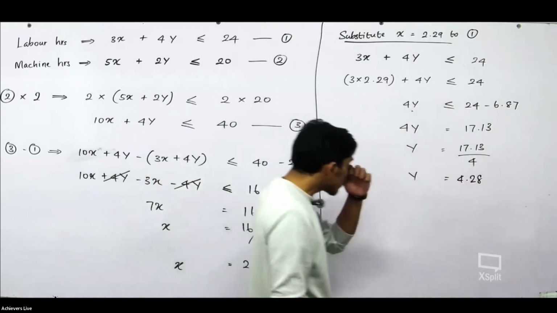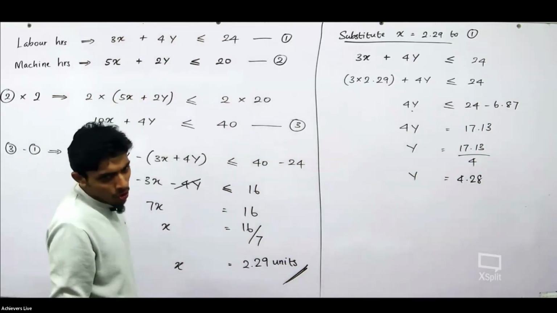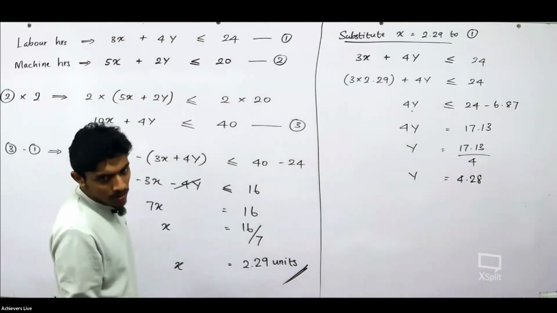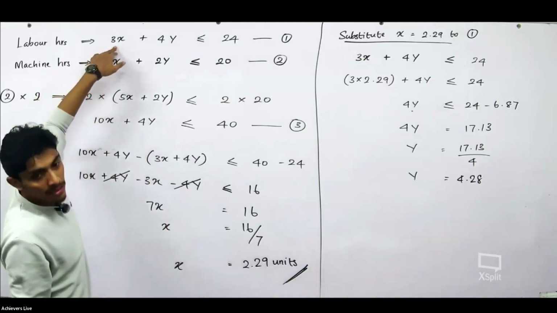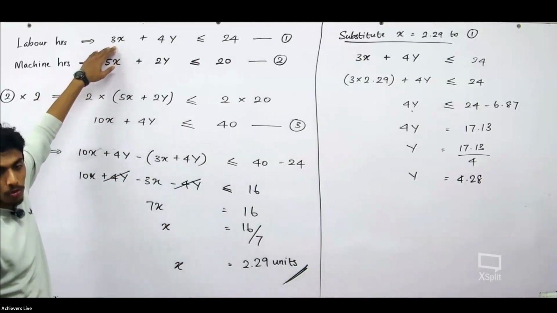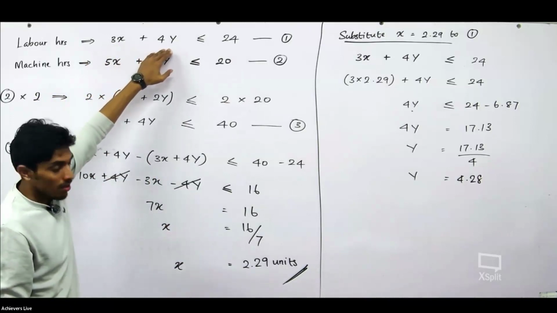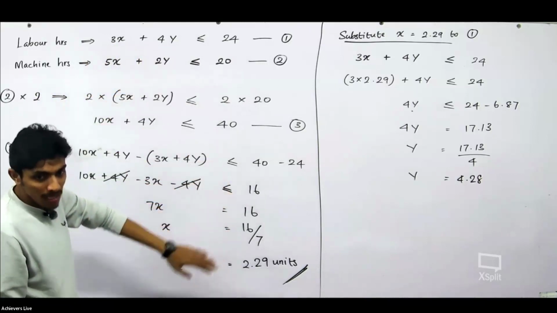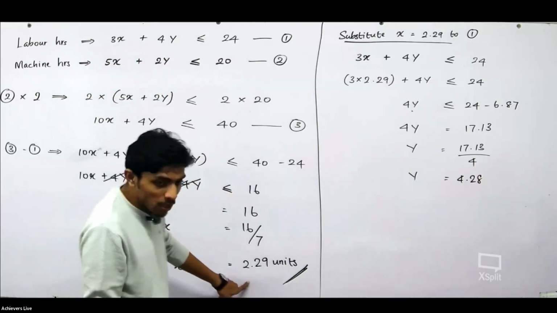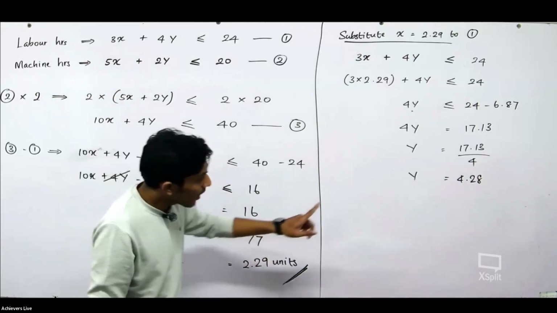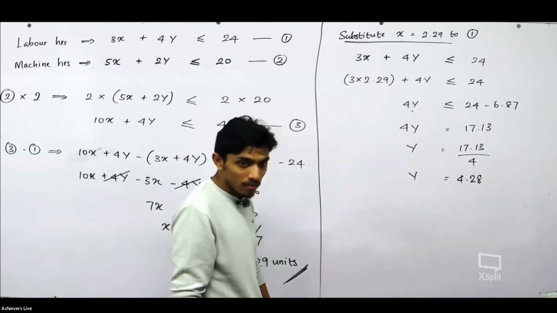So people, now you have limiting factors. Yes or no? You have three options. What are the three options? You can produce only x. If not, you can produce only y. If not, you can go for the mix. Right? If you are going for the mix, x how many units? 2.29. Y how many units? 4.28.